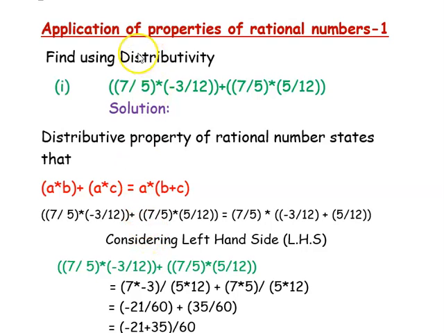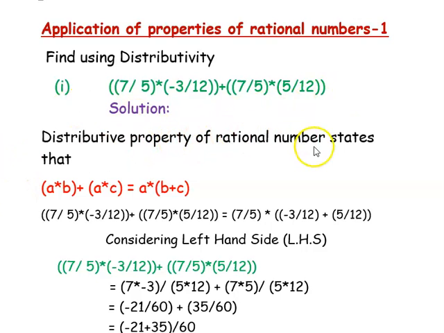In this video, we are going to see the applications of a few properties of rational numbers with some examples. So the first question is, find using distributivity 7 by 5 times minus 3 by 12 plus 7 by 5 times 5 by 12. So, solution.